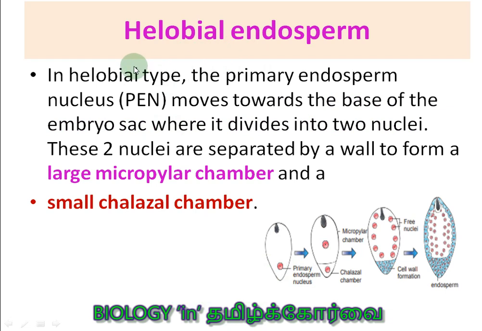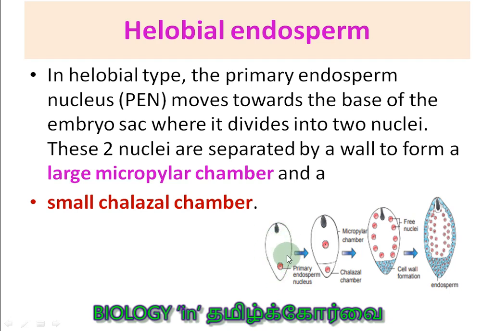Now, helobial endosperm. In helobial endosperm, the primary endosperm nucleus moves towards the base of the embryo sac. You see, this is one of the major differences. It moved towards the base of the embryo sac. The base of the embryo sac is the place where the chalaza is present. So, this is the chalazal end. So, how can you say it is chalaza, sir?